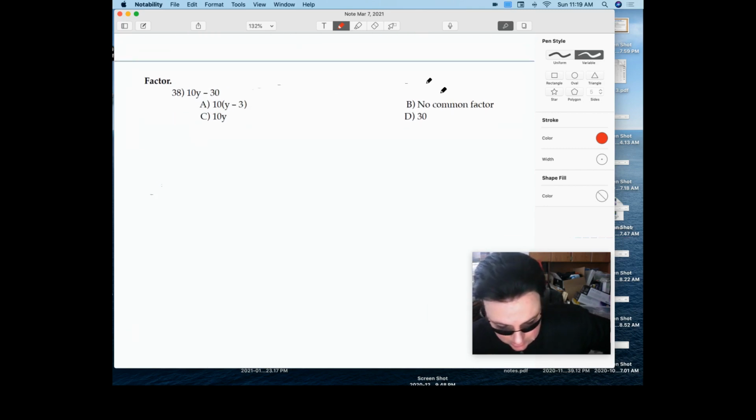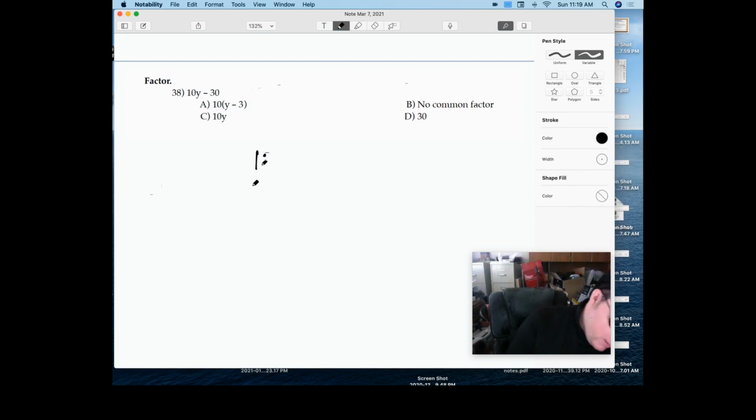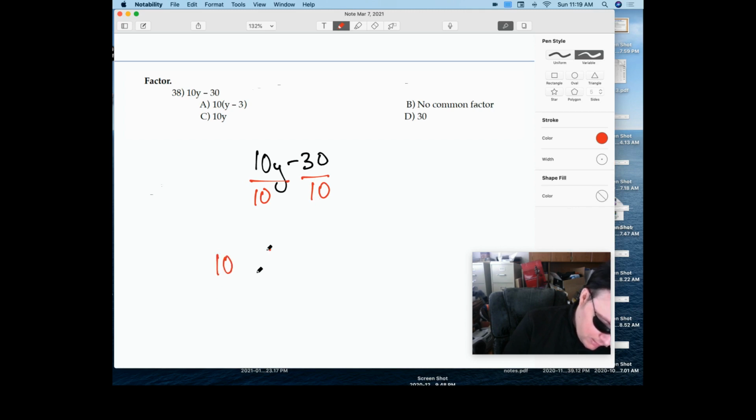All right, so this is the real deal here. This is a skill that you really need to know how to do. This is not going away in your future math courses. So again, we do the same thing. We say, okay, 10 and 30. Try 10. 10 definitely works, so we can put 10 on the outside.